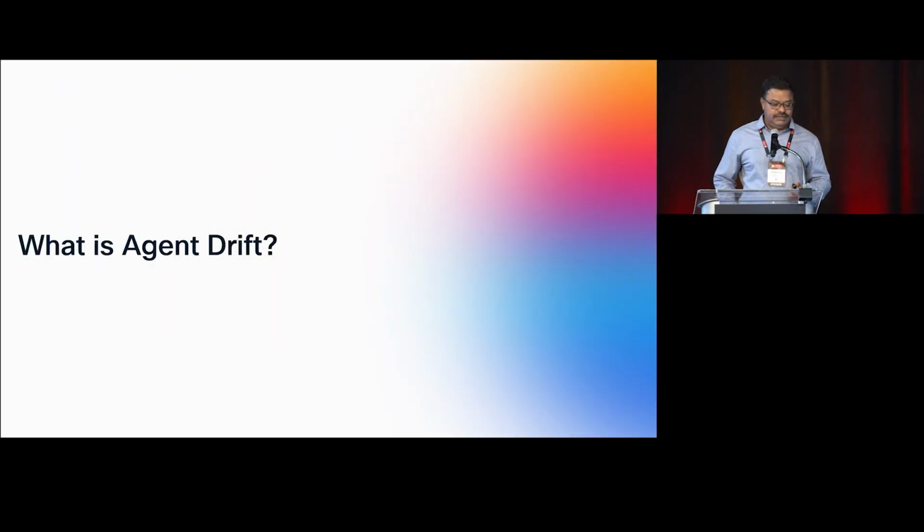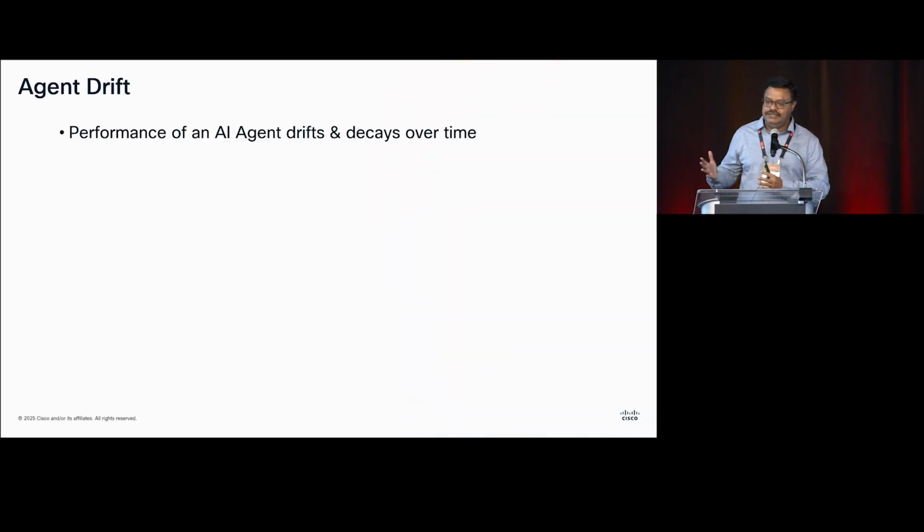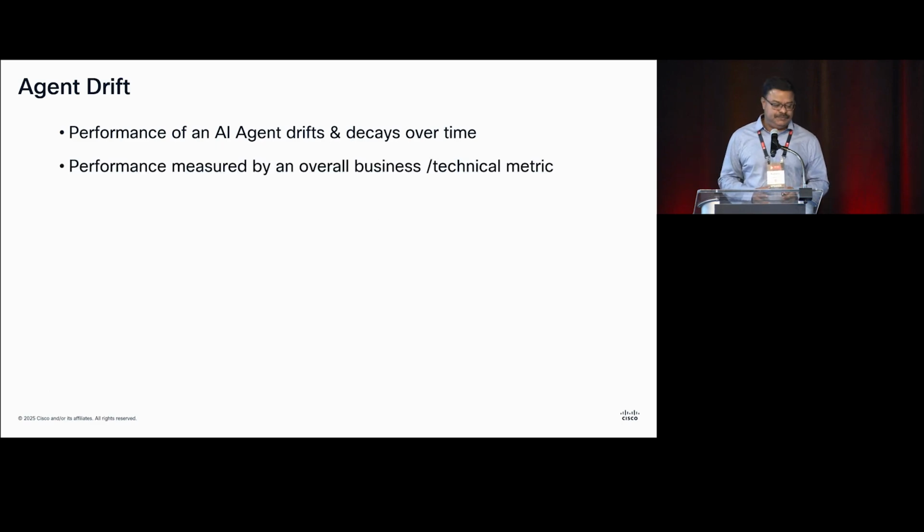Let's shift to what AI agent drift is. Agent drift is essentially when you have an AI agent deployed in production, and its performance may drift and decay over time. You haven't changed any of your agent code, but still this drift may happen.